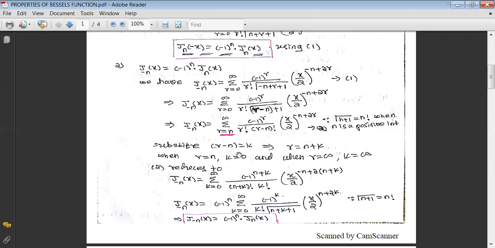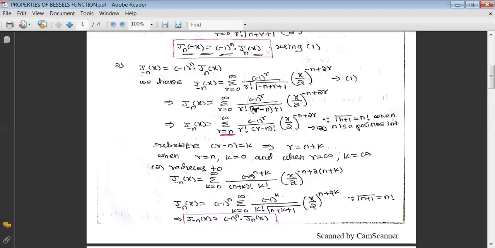Therefore, equation 2 now reduces to: the LHS is J minus n of x, and that equals the summation k varies from 0 to infinity of minus 1 raised to r, but r is n plus k. Again r is there, that is n plus k, in the factorial as it is. And since we have taken r minus n equal to k, that becomes k factorial. Then x by 2 raised to minus n plus 2 times r, again r is n plus k.